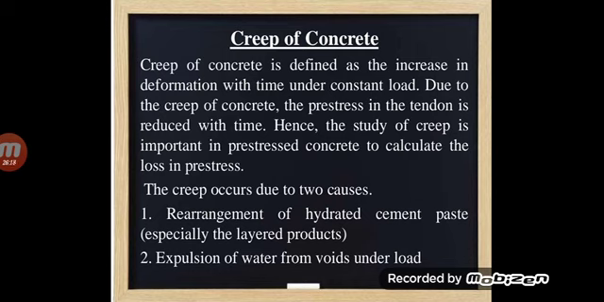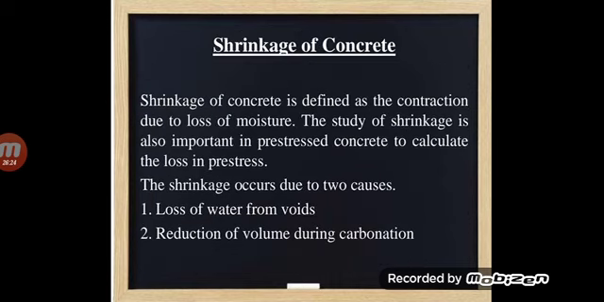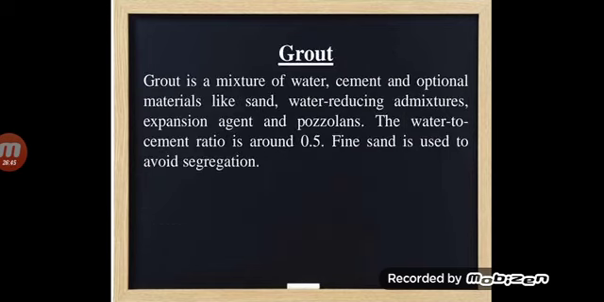The creep occurs due to 2 causes. One is rearrangement of hydrated cement paste. Second one is expulsion of water from voids under load. Next, shrinkage of concrete. Shrinkage of concrete is defined as the contraction due to loss of moisture. The study of shrinkage is also important in pre-stressed concrete to calculate the loss in pre-stress. The shrinkage occurs due to 2 causes. One is loss of water from voids, then reduction of volume during carbonation.